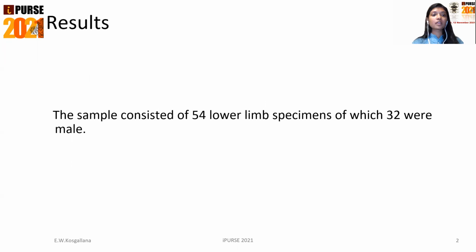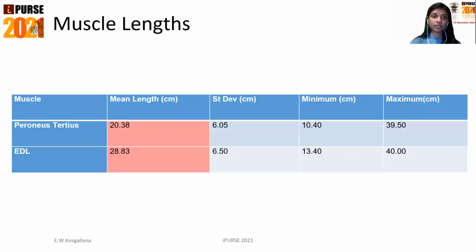The sample consisted of 54 lower limb specimens, of which 32 were male. The length of Peroneus Tertius muscle was 20.38 centimeters on average, and that of Extensor Digitorum Longus was 28.83 centimeters.